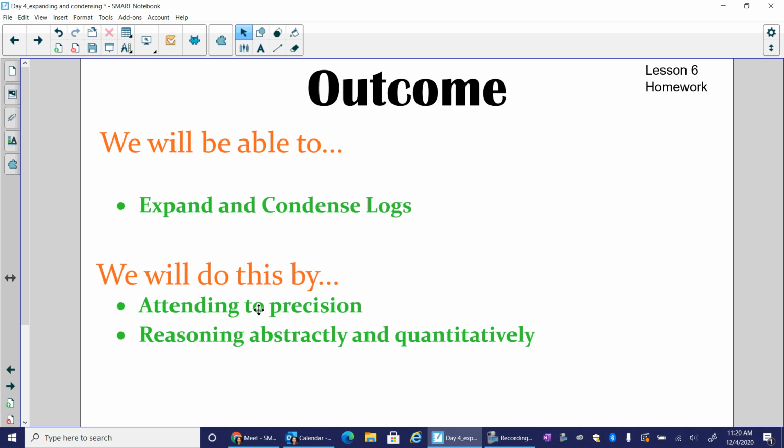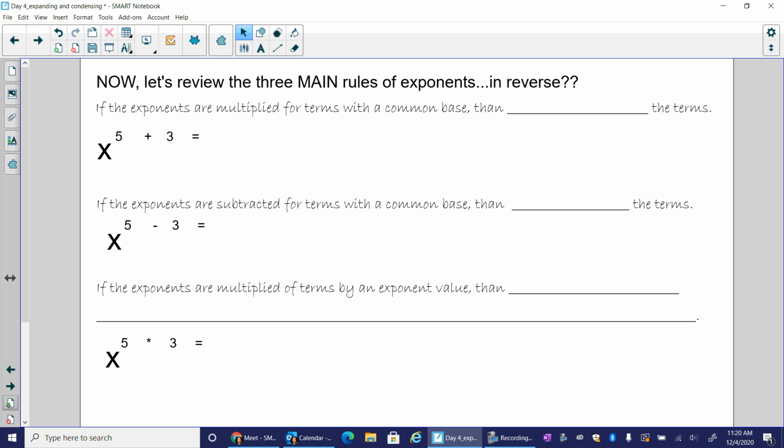We are going to be looking at expanding and condensing logarithms, but we are going to start this exploration by going back to something we already know. So we're going to think about the main rules of exponents in reverse. Why? Because exponents are the inverse of logarithms. So if we have a better foundation of the rules of exponents, we'll be able to better understand the rules of logarithms. That's the hope. So look at this example here.